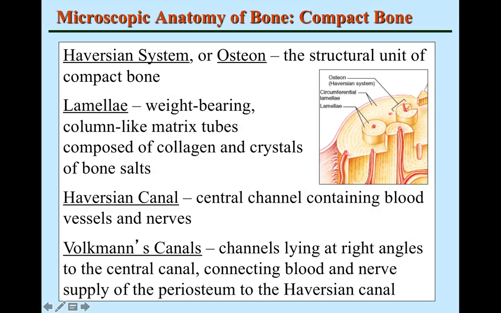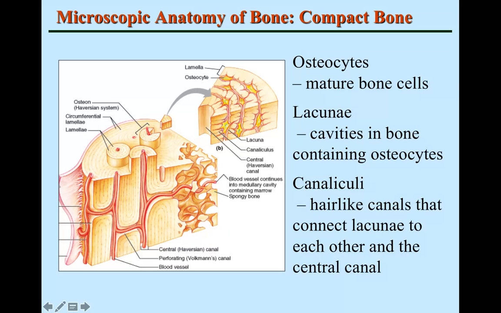So essentially what we have is down the middle of each of these Haversian canals we have our blood vessels and we have our nerves, but nothing is really connecting one osteon to the next osteon to the next osteon to the next osteon. That's where these Volkmann canals come in, is that they actually will connect all of those osteons together and connect them to the periosteum on the outside of the bone.